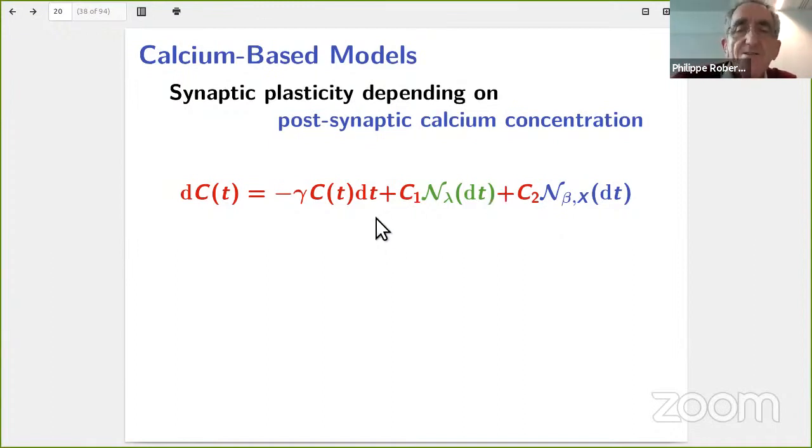So just say that the concentration of calcium, here we'll take C of t, is increased by the quantity C1 when I have a presynaptic spike, phenomenological, and it is increased by the quantity C2 when I have a postsynaptic spike. And I have an exponential decay, gamma. Okay, of course, C1 and C2 can be negative or positive, depending on the model you choose.